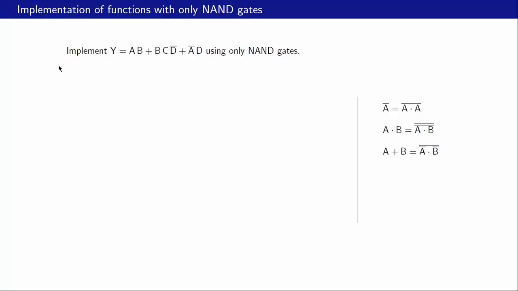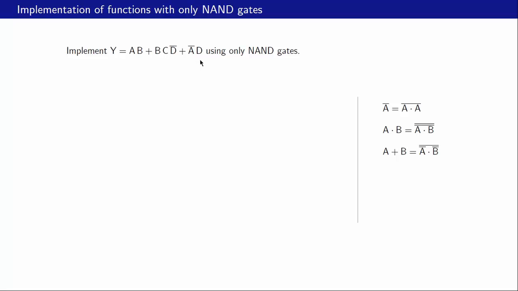Let us take up this exercise. Implement y equal to AB plus BC D bar plus A bar D using only NAND gates. And as we have seen in the last slide, this is how we can implement the NOT, AND, and OR operations with NAND gates. So for this function, what is our step number 1? Step number 1 is to implement this OR operation.